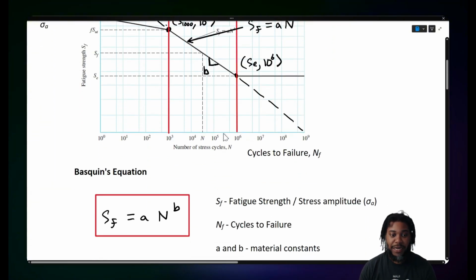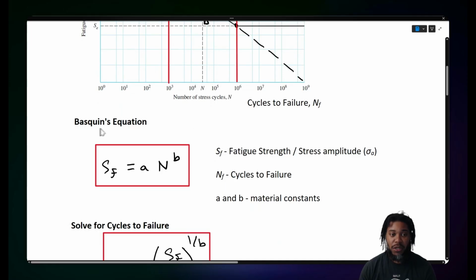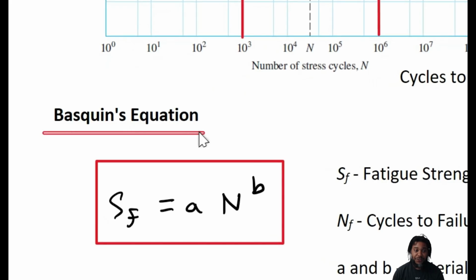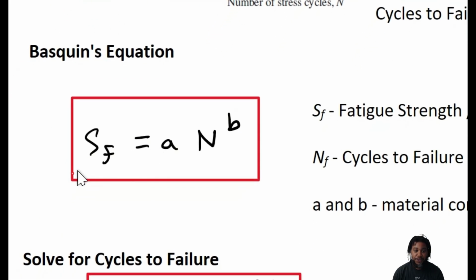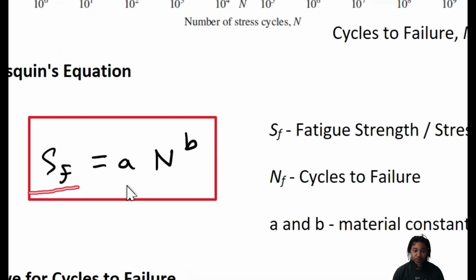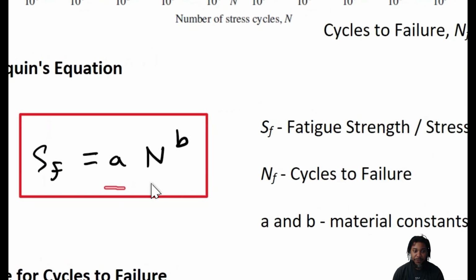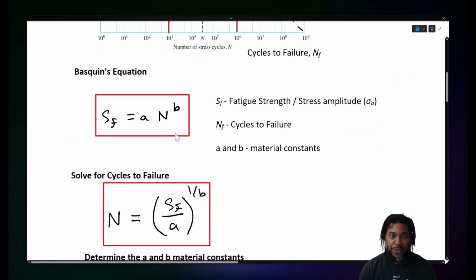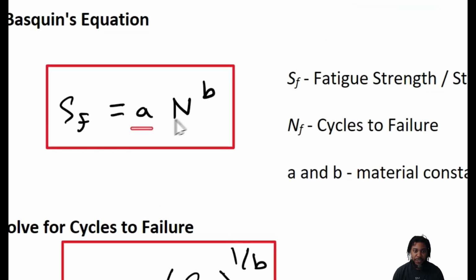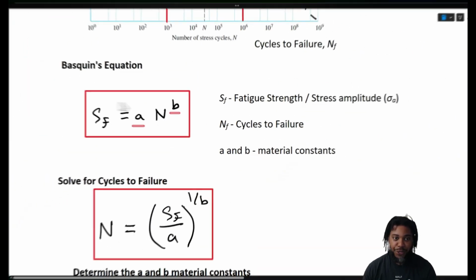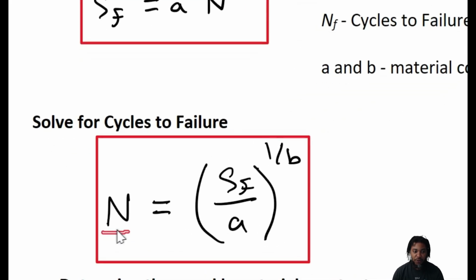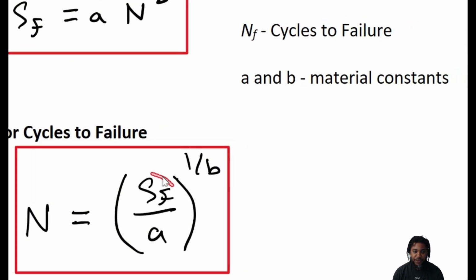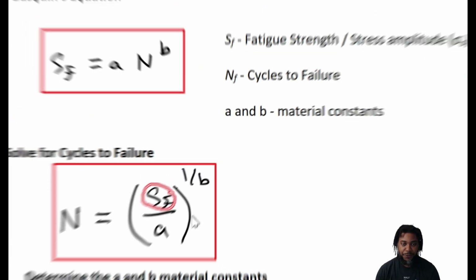Now let's introduce Basquin's equation. On a log-log scale, a power function is linear. So Basquin's equation is a power function where the stress amplitude is equal to a constant A times cycles to failure to the power of a constant B, right? And if we know our material constants A and B, we can rearrange Basquin's equation to solve for the cycles to failure given any particular stress amplitude.